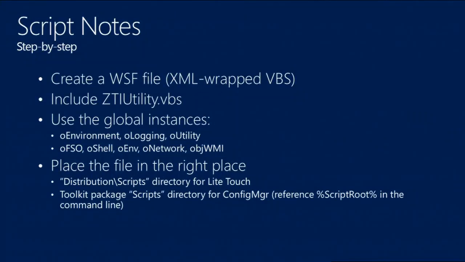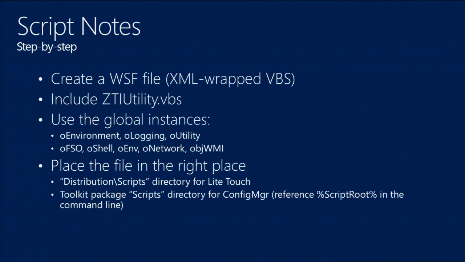How do we go about scripting? Well, all scripts that we create within MDT are typically XML-wrapped VBS scripts. They have the WSF extension. We always include a reference to ZTIUtility.vbs. It's the main library script within Microsoft Deployment Toolkit. It then provides us a whole bunch of global instances that we can leverage in our scripting. So oEnvironment, oLogging, oUtility, shell, file system calls, environment, and even WMI calls. It provides all of this code for us in one script. You then write your own script with that reference, consume the global instances, and then put your script into the distribution share scripts directory where it will be called from. And that's pretty much it.